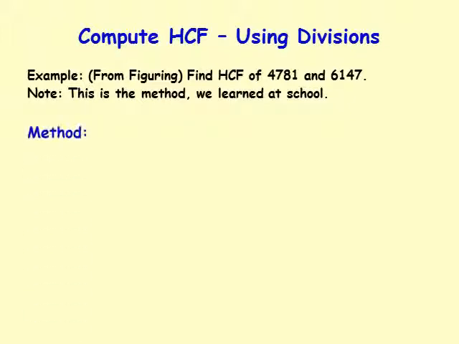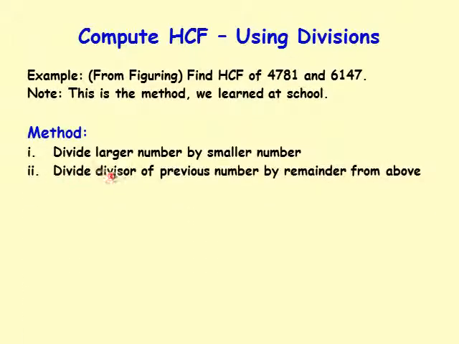Okay, let us see what's going on. The method is to divide the larger number by the smaller number. So this is the larger number here, 6147, and 4781 is the smaller number. So we'll divide this larger number by this smaller number. Then divide the divisor of the previous division by the remainder from above. First we'll divide 6147 by 4781. Next we will divide 4781 by the remainder of the first division.